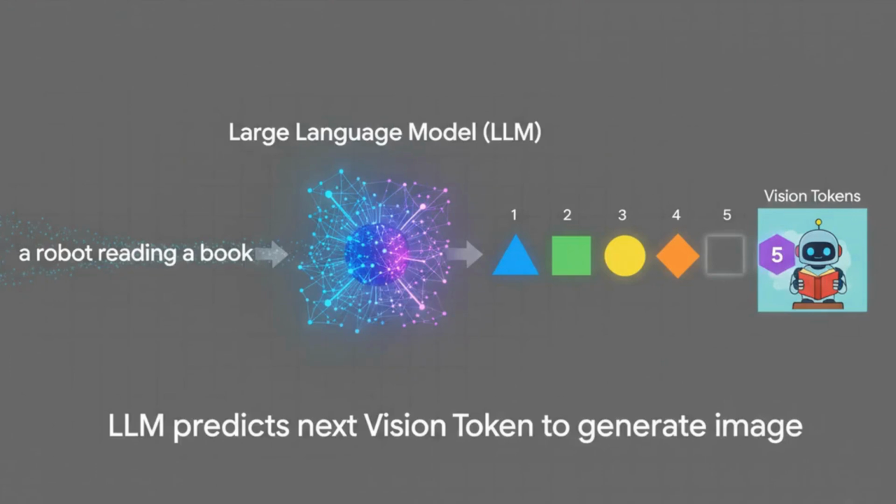And what's the best tool on the planet for understanding and predicting sequences? A large language model, of course. So by analyzing millions and millions of images alongside their text descriptions, the LLM just learns the patterns. It learns that a prompt like "a cat wearing a hat" corresponds to a very specific sequence of these vision tokens. It literally learns how to write the image, one token at a time.